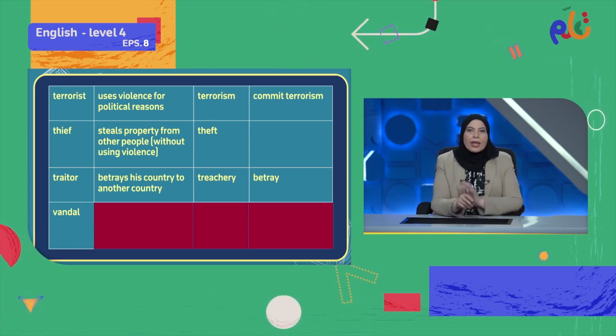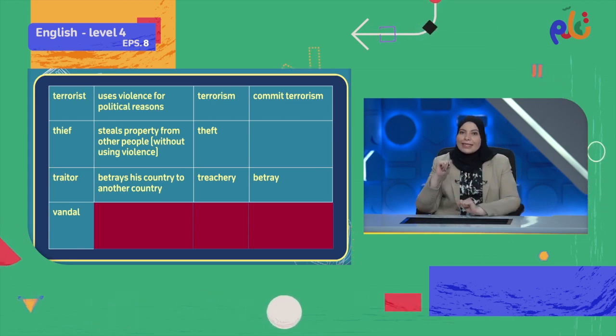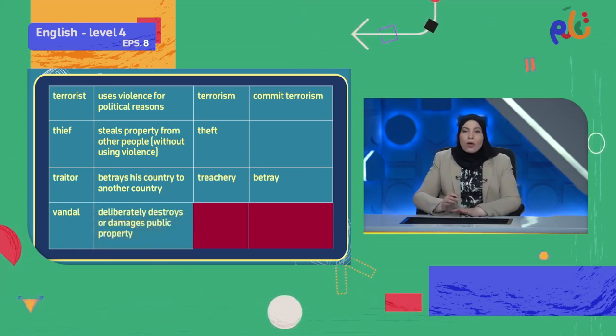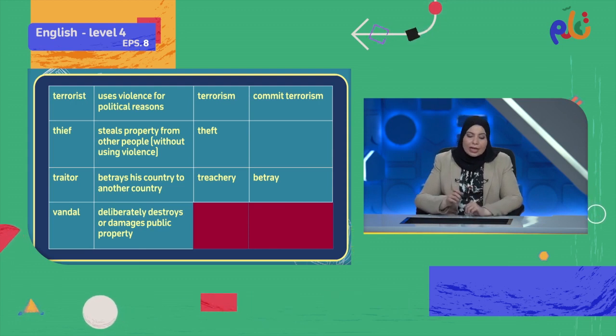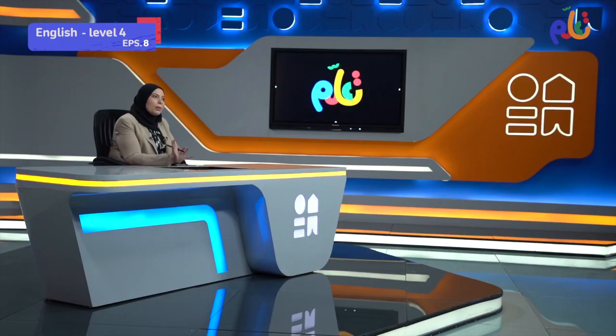A vandal. If you remember the word vandal, it sounds similar to the word vandalism. Remember the meaning of vandalism? Vandalism is when you deliberately destroy or damage public property or other people's properties. So if we're talking about using force or any kind of tools to destroy something that you don't own, the crime is called vandalism. Vandalism. So this is the name of the crime.